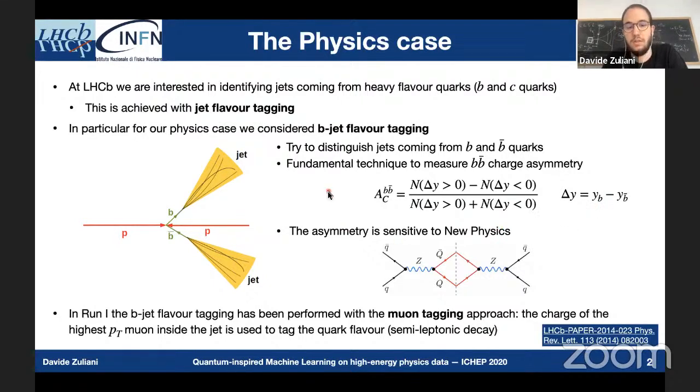And also, the symmetry is sensitive to new physics processes, so that's why it's so important to measure it with really great precision. In Run 1, the B-jet flavor tagging was performed with the muon tagging approach. So basically, you search for the highest transverse momentum muon inside the jet, and the charge of the muon is related through a semi-leptonic decay to the charge of the quark that generated the jet. And here is the link to the result of Run 1. This has been done also for Run 2.